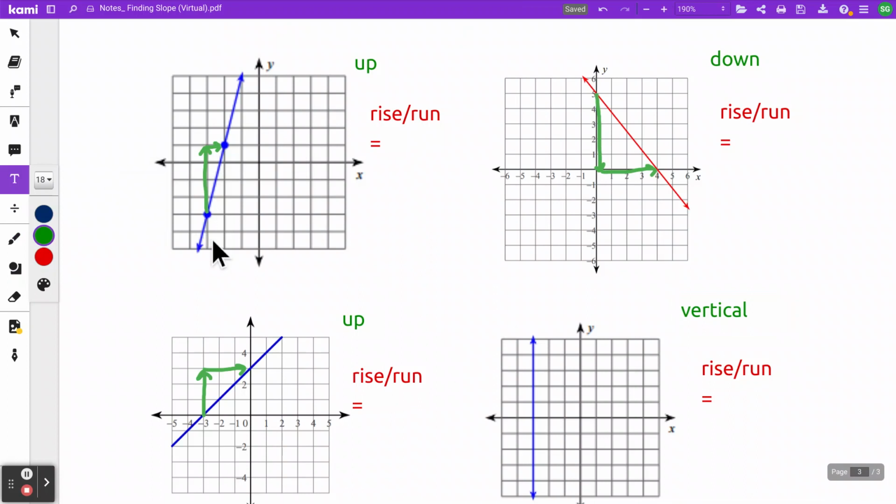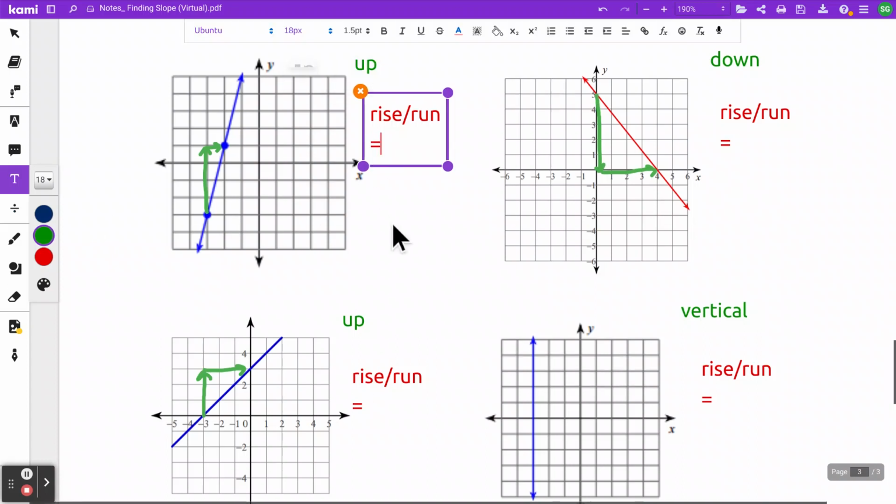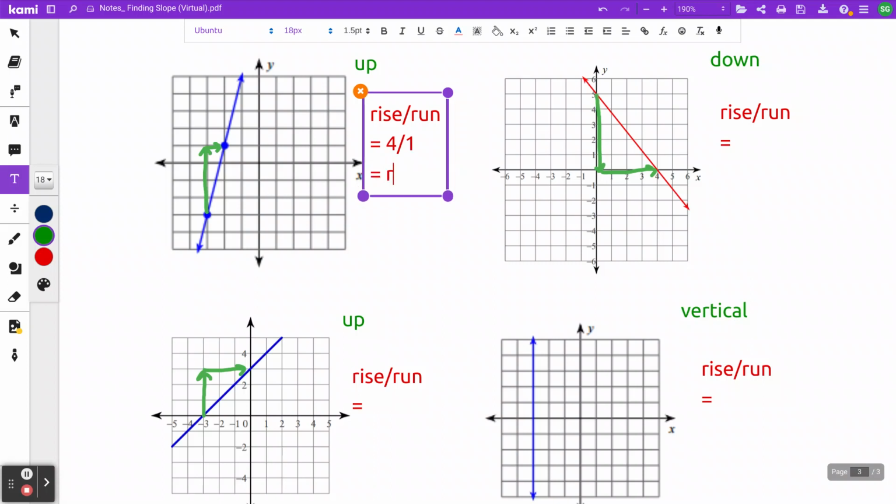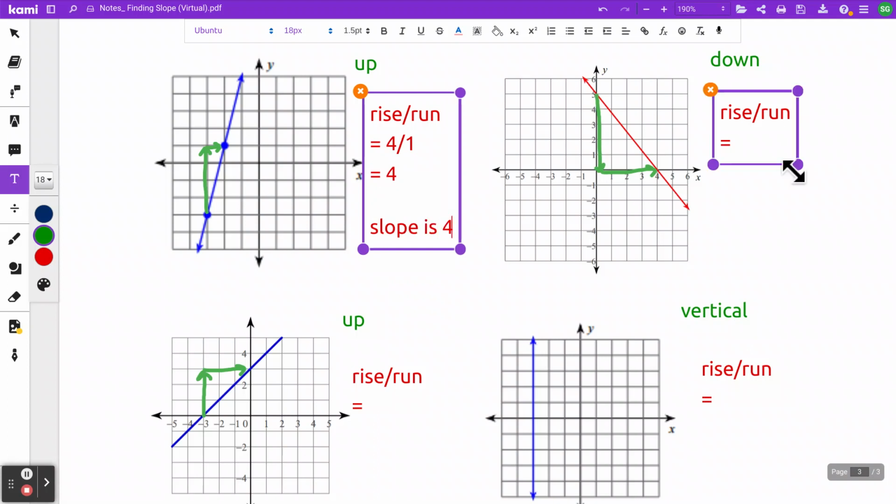So for this first graph, I am looking to see from the left to the right, how many boxes do I need to go up and over? For this one here, I'm counting. I'm going up 4 boxes, so that's a positive 4, and over 1 box to get from my first point to my second point. 4 divided by 1 is 4. So that must mean the slope is 4.